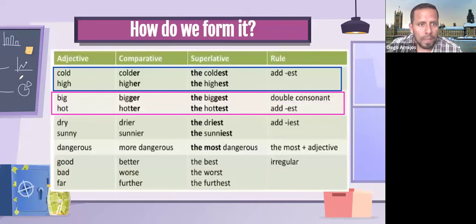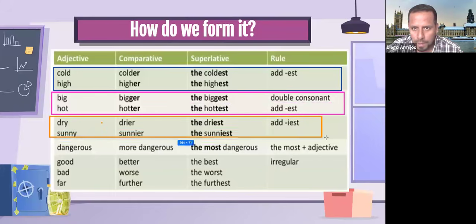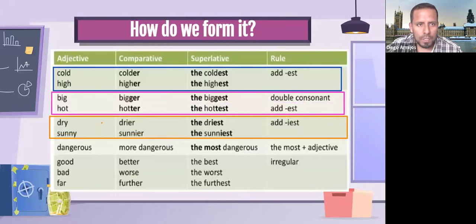Now, we have another one. Let me put it into another column here. Dry, what is the superlative of dry? The driest. Sunny, the sunniest. We only add what? I'm sorry, -iest, okay? Because we have the consonant Y. Now, let's continue with the next one, please.